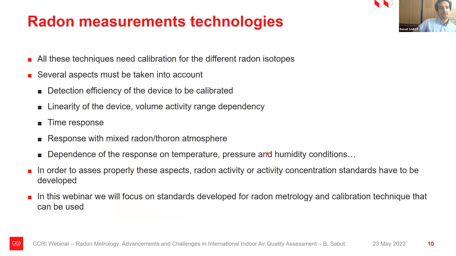Anyway, all this technique, of course, need calibration. You need to know how they work, especially how they work with different radon isotopes, because as we say, there are two main isotopes of radon. And several aspects must be taken into account, like the detection efficiency of the calibrated device, but also the linearity of the response, the volume activity range, the time response.